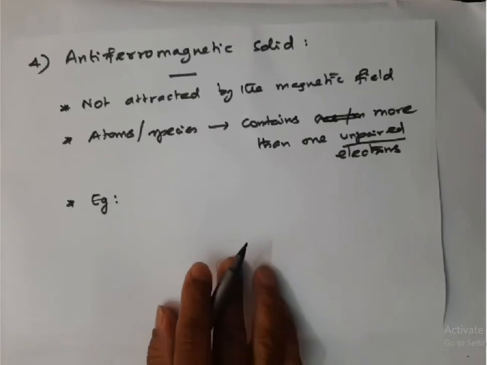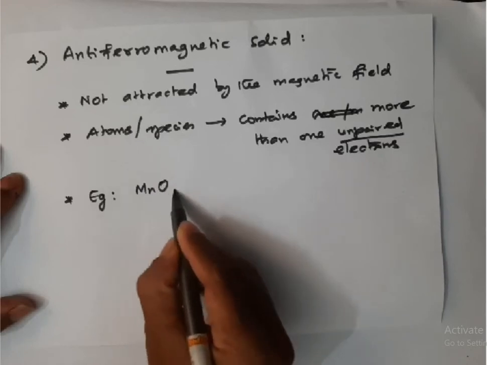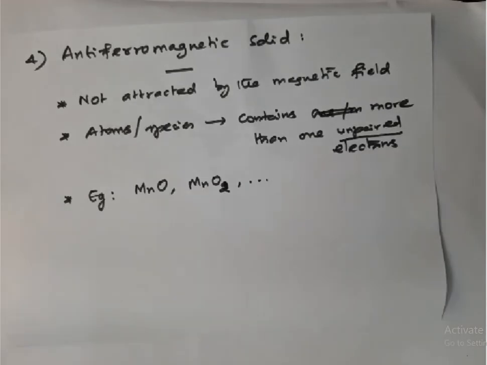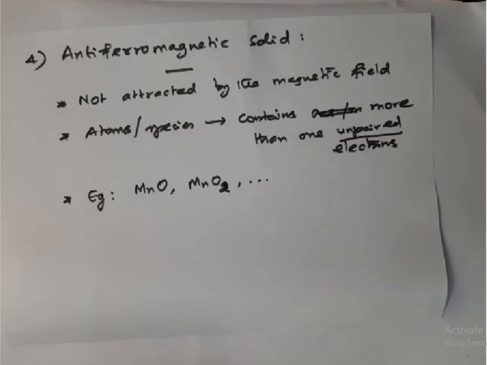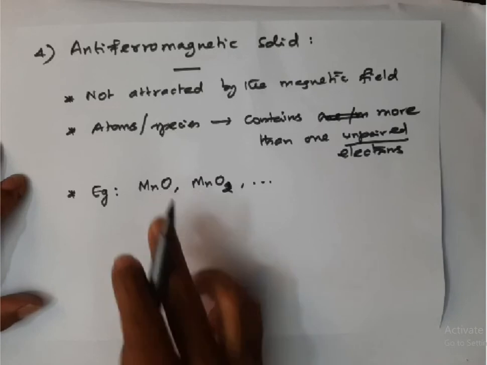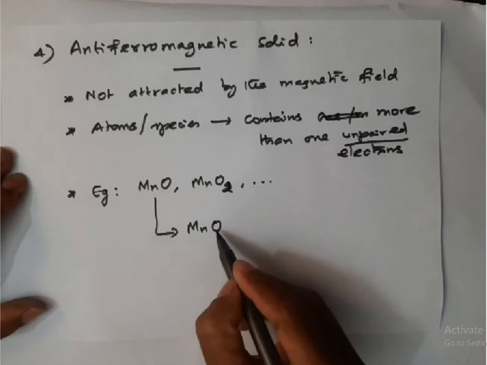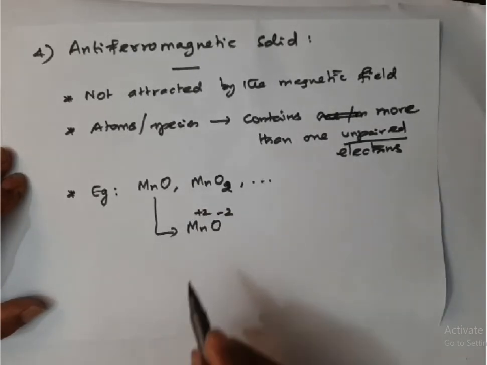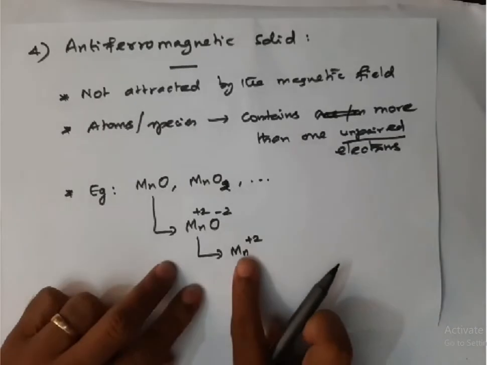Examples for anti-ferromagnetic substance. A lot of examples are there: MnO, MnO2, etc. Many examples are there. I'm just showing you only a few. Listen, in MnO solid, let me take MnO. Here oxide charge is -2, manganese charge is +2. So manganese in +2 configuration, or manganese in +2 oxidation state.